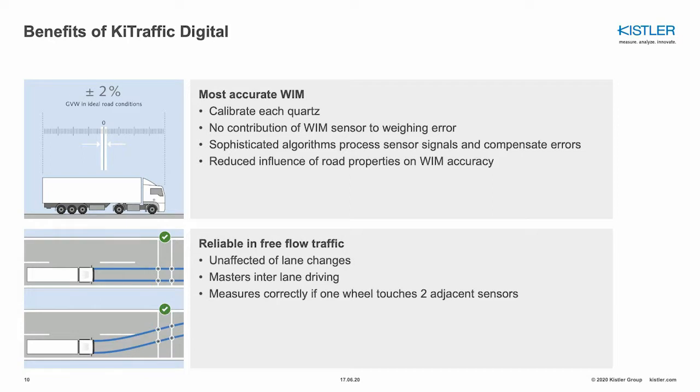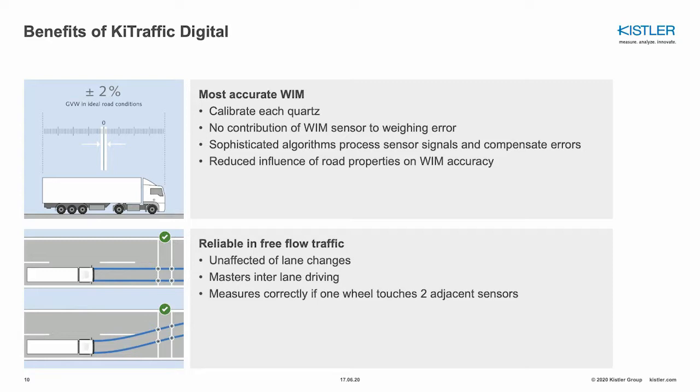And now let's take a look at the second picture of this slide and the second large benefit from KiTraffic Digital. It is that you get reliable measurements even in free flow open road traffic. Measurements of vehicles which change the lane or which are driving interlane are recorded without any issues. And in case even a wheel touches two adjacent sensors at the same time, WIM measurement is still made reliably.